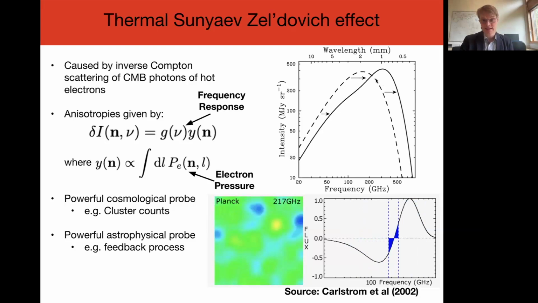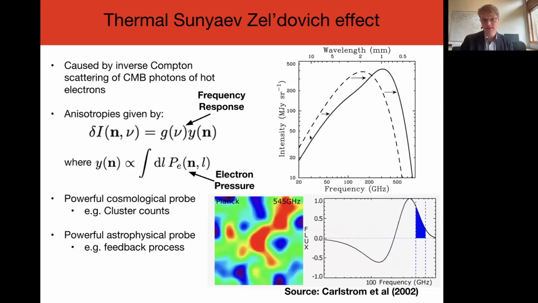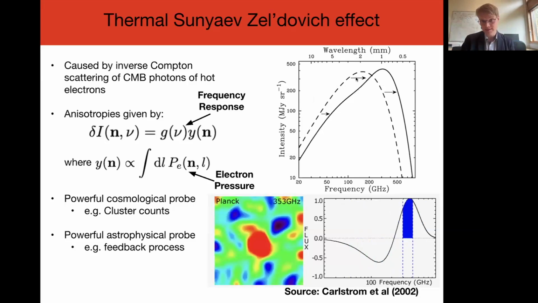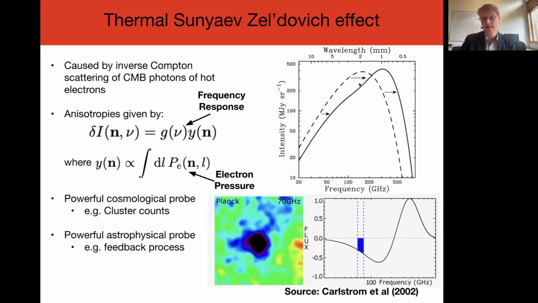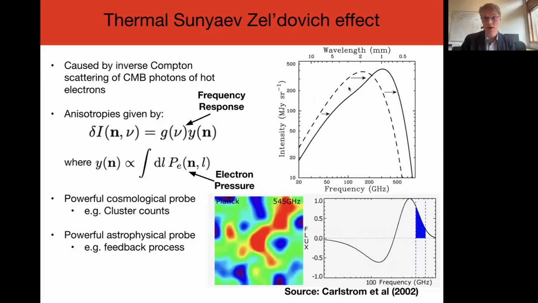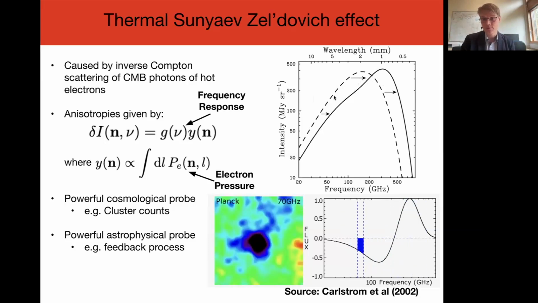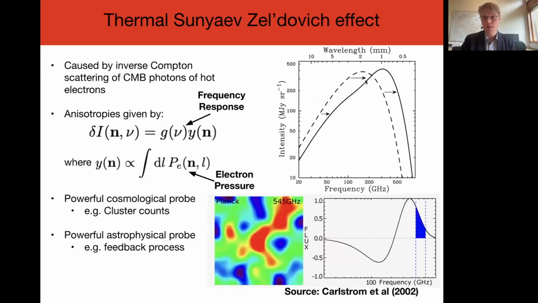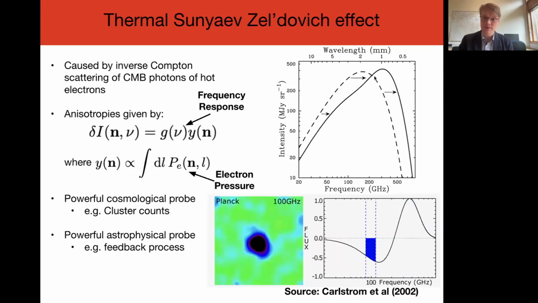When we work in CMB units, which compares the measured size of the signal to what we would expect for the CMB black body, what you see in this case is that at frequencies below this null frequency of 217 gigahertz, you would see a decrement. You see fewer photons compared to what you would expect for the CMB black body. Whereas above this null frequency, you see an excess of CMB photons.